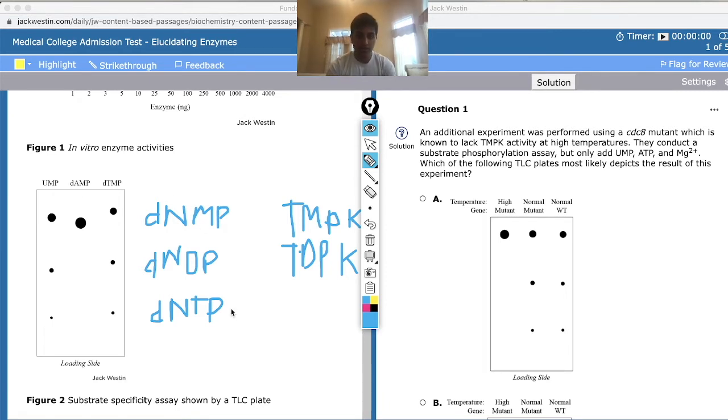And remember, so nucleotide triphosphate, I'll just draw it out for you guys. It's going to look like a ribose sugar attached to a base.